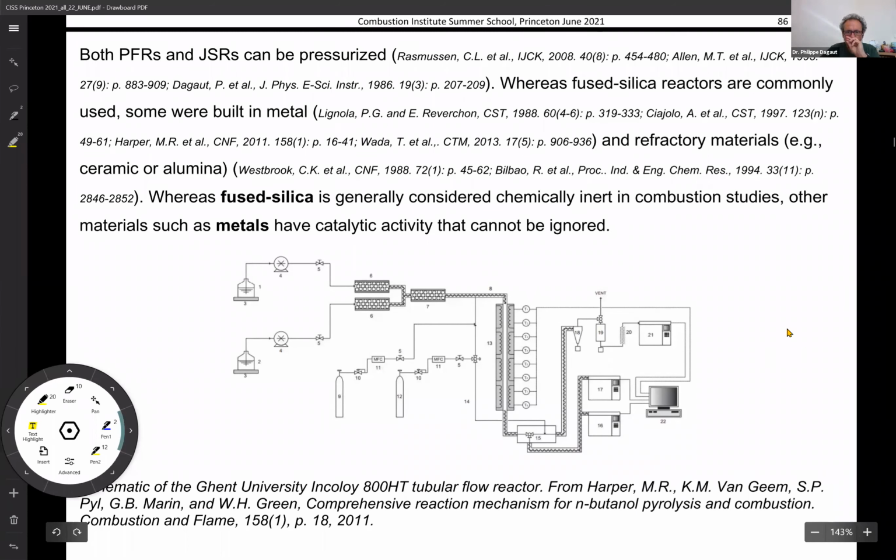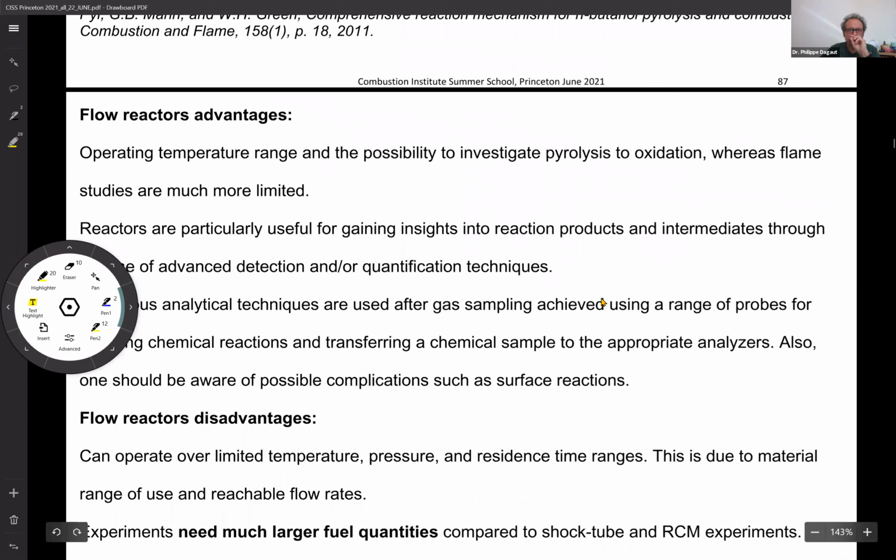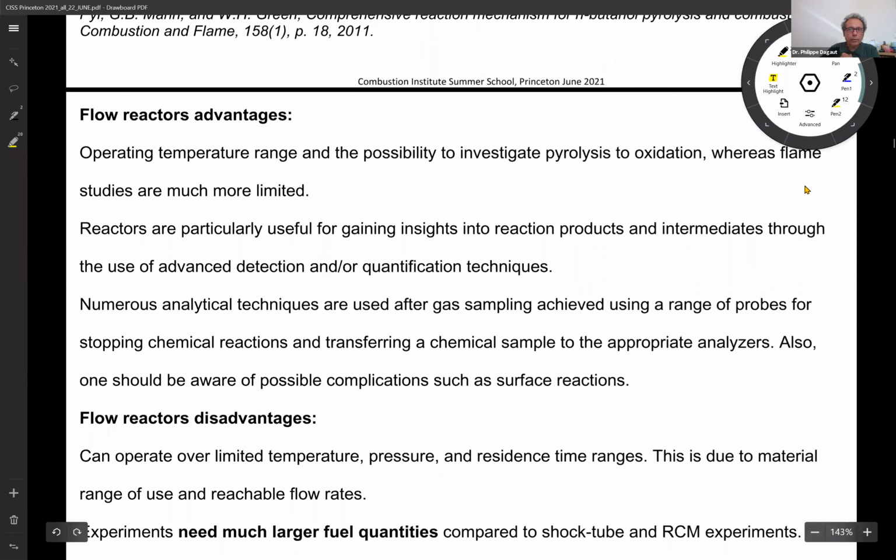So what are the advantages and disadvantages of these reactors? Well, the operating temperature range and the possibility to investigate pyrolysis and oxidation is nice compared to flames, which are limited in terms of equivalence ratio. Reactors are particularly useful for gaining insight into reaction products and intermediates through the use of advanced detection techniques, or even quantification techniques.